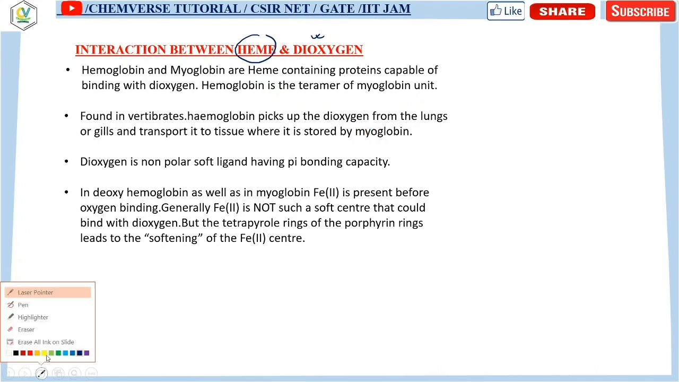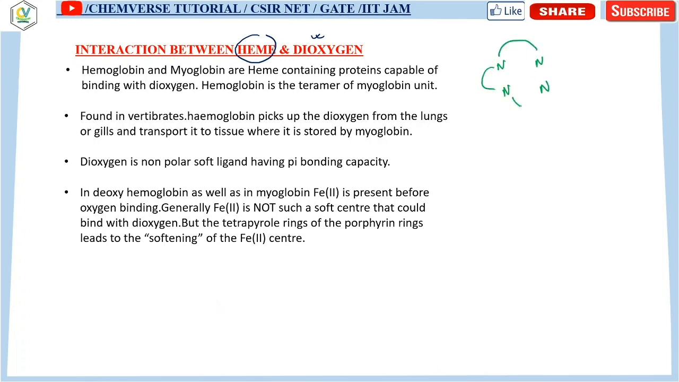Suppose there is a tetrapyrrole ring. These are the nitrogens of the tetrapyrrole ring, and I am showing the porphyrin ring in this way. In the center there is iron present, which produces the heme group. This is the heme group. The heme group is present in both myoglobin and hemoglobin. You can think of it as the basic structure of myoglobin, and around it there is a globin chain.